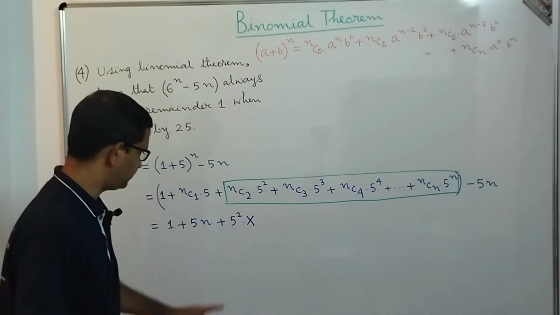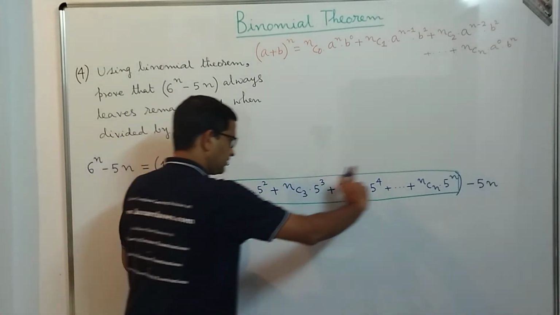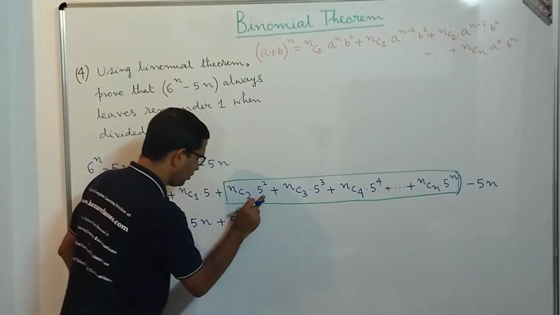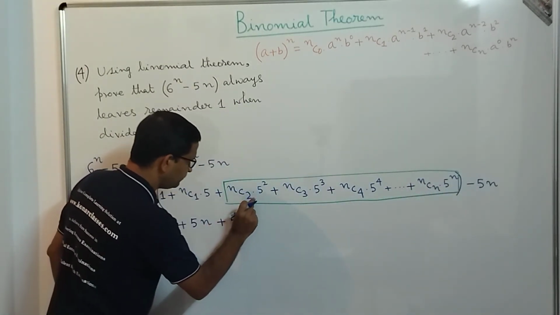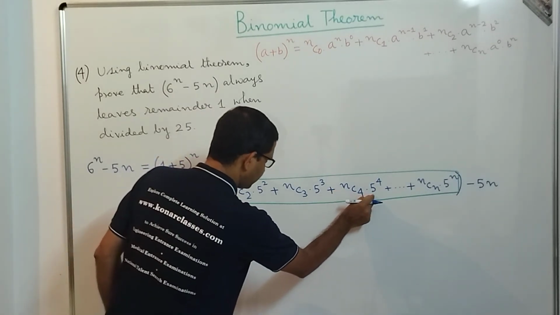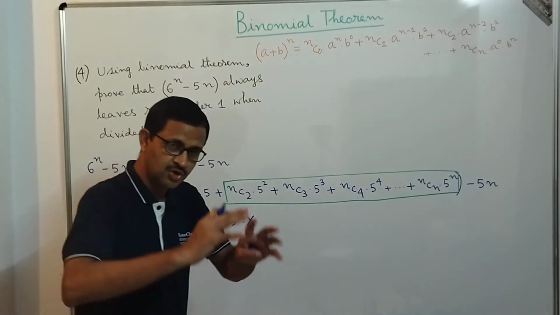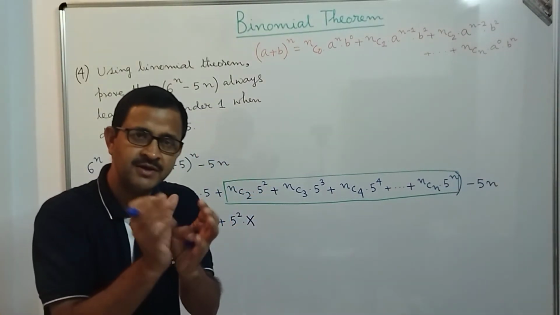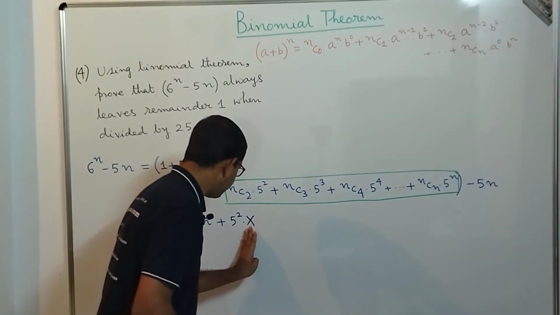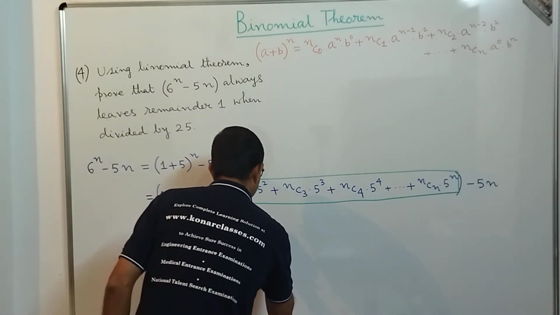Let me repeat once more. What is x? Once we take 5 square common from this, all the items mentioned in the box, what will we get? nC2 plus nC3 into 5 plus nC4 into 5 square, in that way up to nCn into 5 to the power n minus 2. So all this we have summed up, and whatever we get, we keep it as x. There is a reason why I am saying so. Minus 5n.